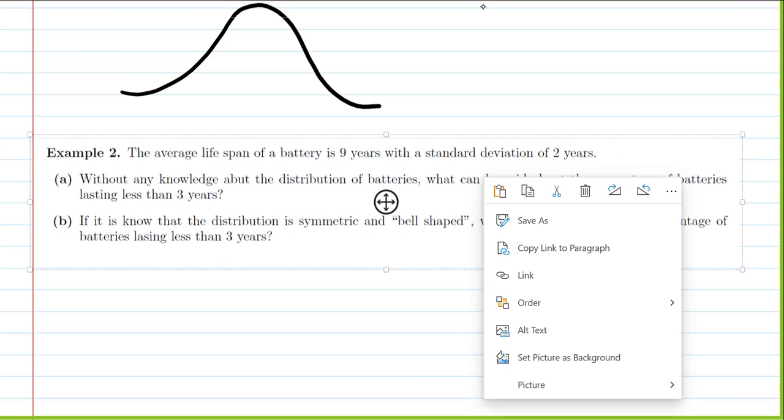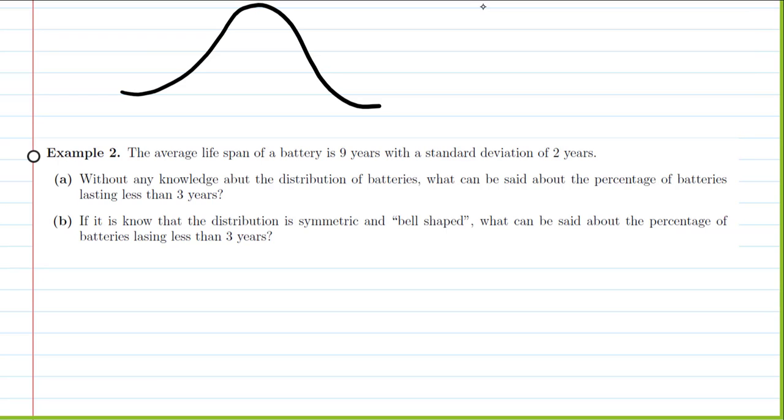The average lifespan of a battery is 9 years with a standard deviation of 2 years. Without any knowledge of the distribution of batteries, what can be said about the percentage of batteries lasting less than 3 years?